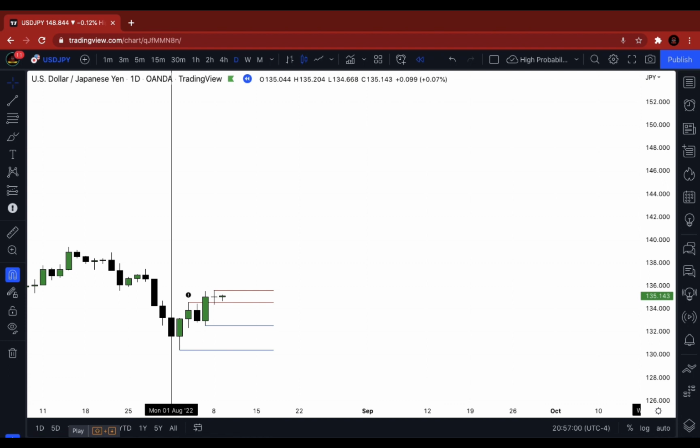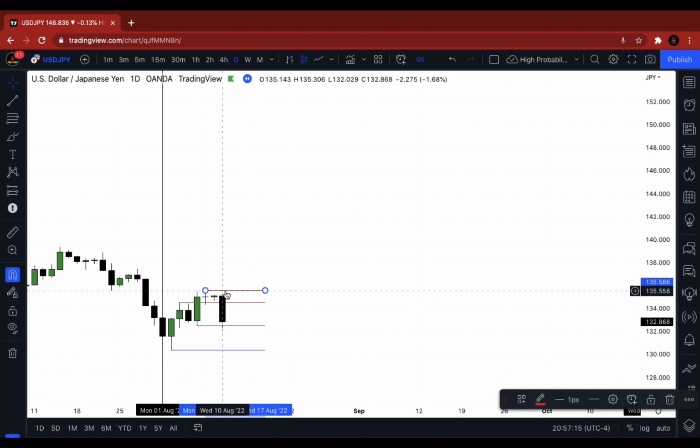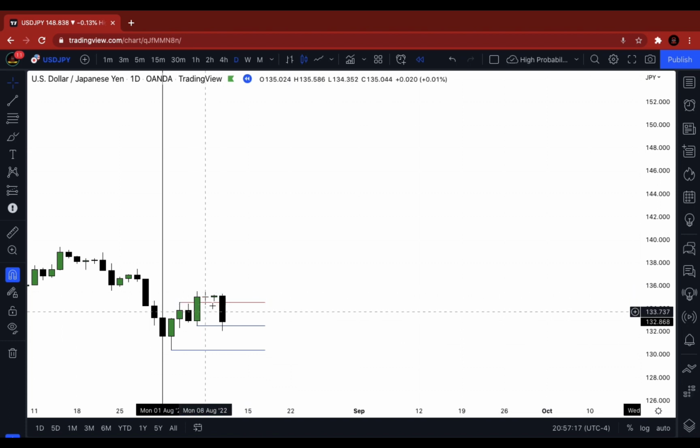Next day, indecisive. And then the next day, price drops. So it breaks the third candle's low. So this model so far wouldn't have followed through to get you a trade setup. So you're still following momentum. Price instead now breaks a swing low. 1, 2, 3.